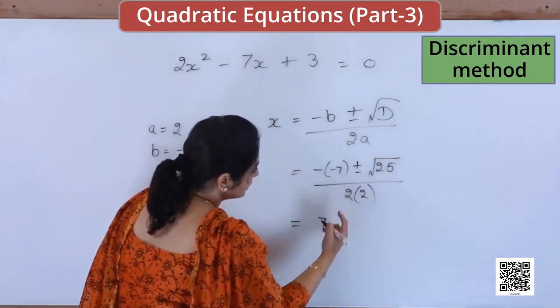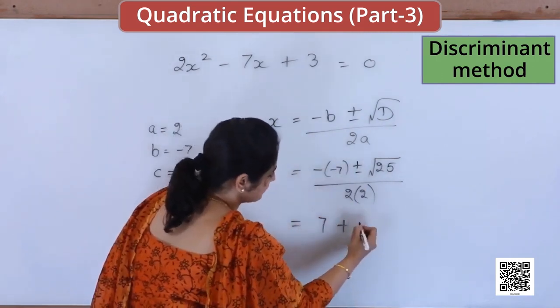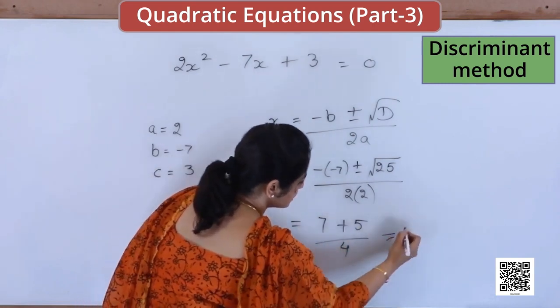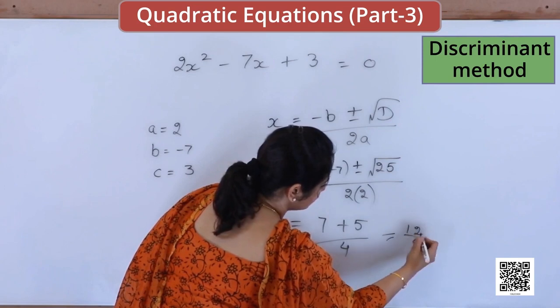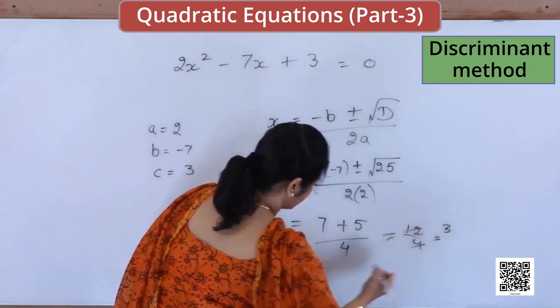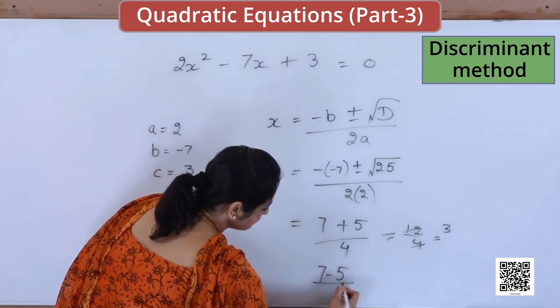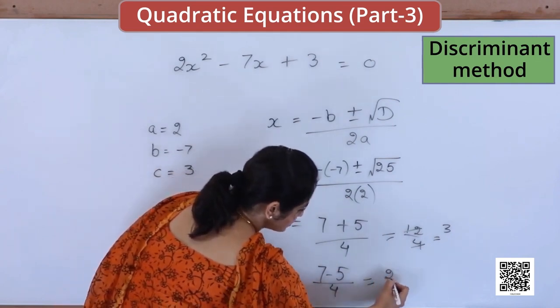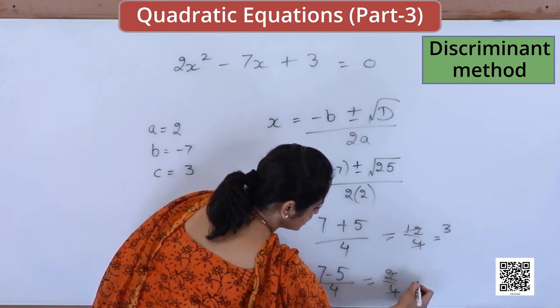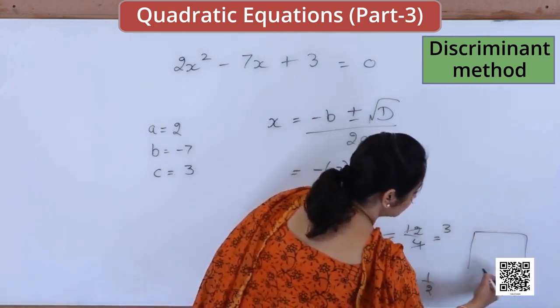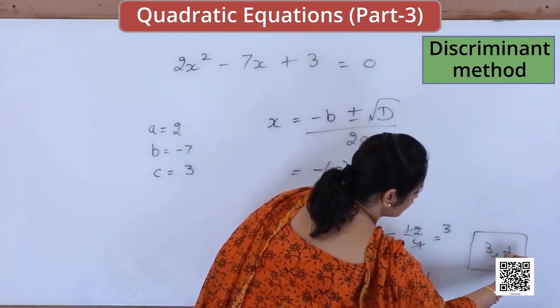So, 7. Now, taking it as positive, we will have 7 plus 5 upon 2 2s are 4. That is 12 upon 4, which is equal to 3. And if we take it as negative, then we will have 7 minus 5 upon 4, that is 2 upon 4, that will give us 1 upon 2. So our two roots are 3 and 1 upon 2.